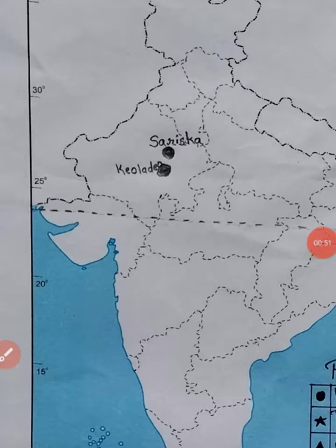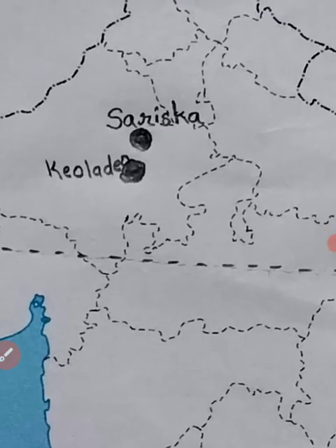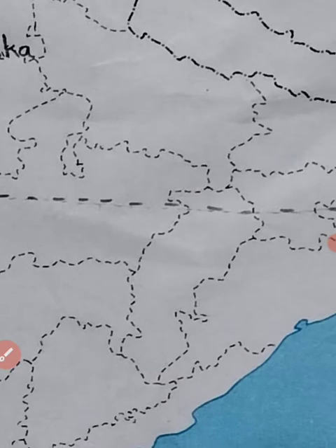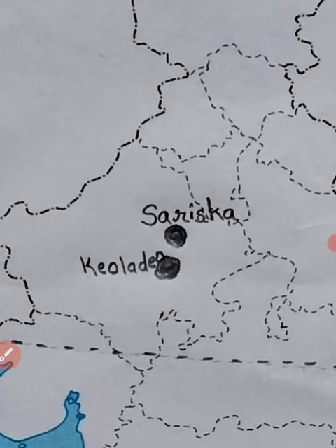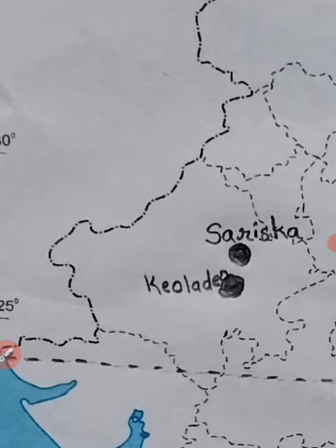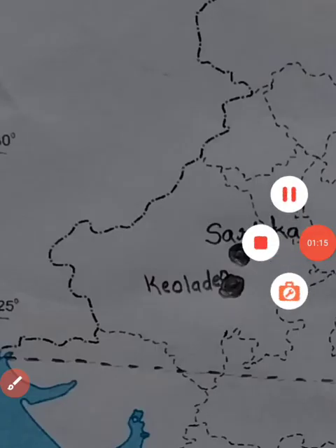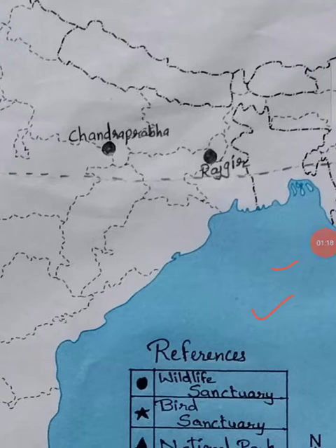Now see, first you have to tick mark two wildlife sanctuaries, that is Sariska and Keoladeo. It's given here, that you have to tick mark. In the next one, you have to tick mark Rajgir and Chandraprabha. These two you have to tick mark as wildlife sanctuaries.